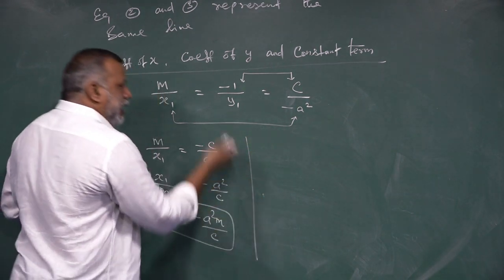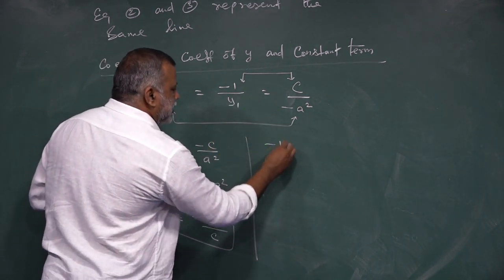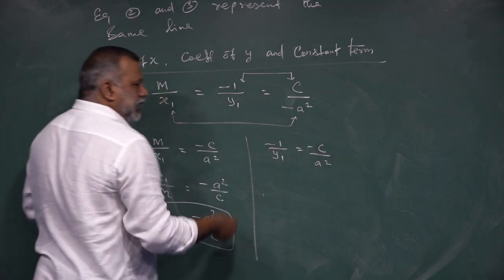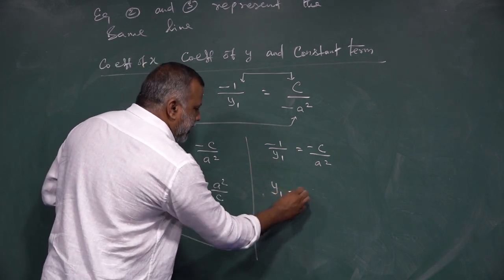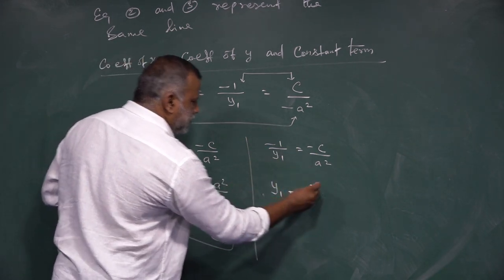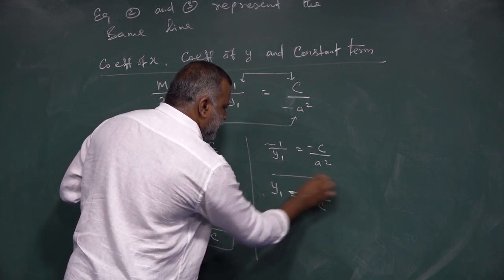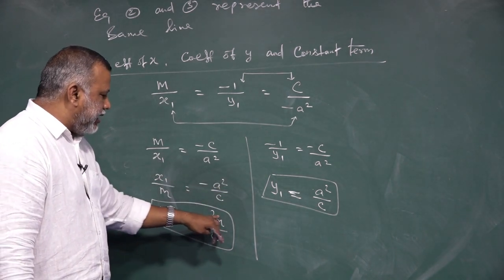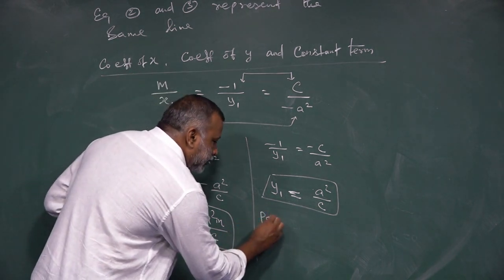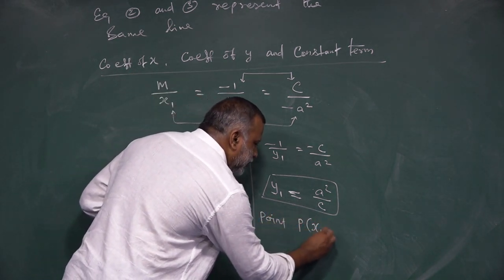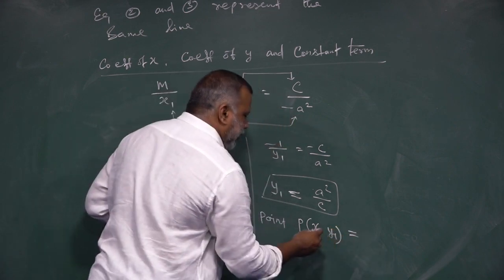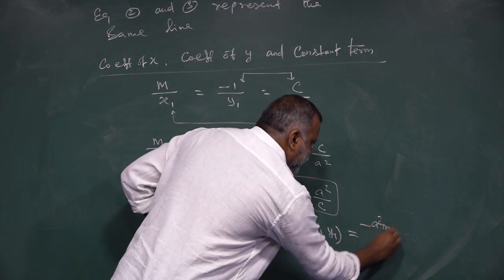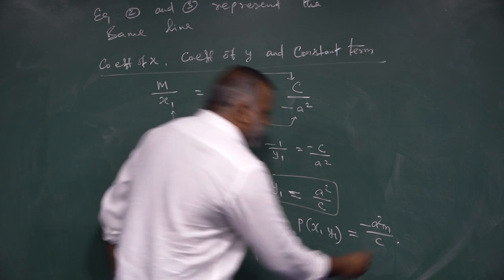In the same way, I am going to work out the second and the third. Minus 1 divided by y1 is equal to minus c divided by a squared. Cut both negatives and take the reciprocal. Now I can write y1 is equal to a squared by c. So y1 equal to a squared by c, x1 equal to minus a squared m by c. Therefore, point p of x1 comma y1 is equal to minus a squared m by c comma a squared by c.